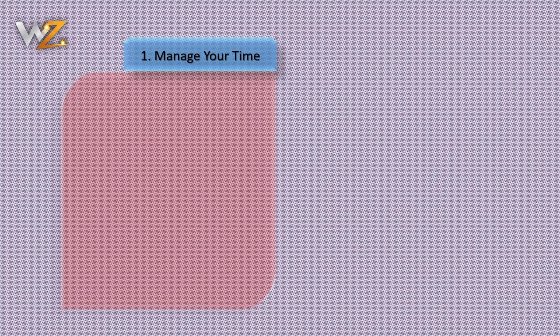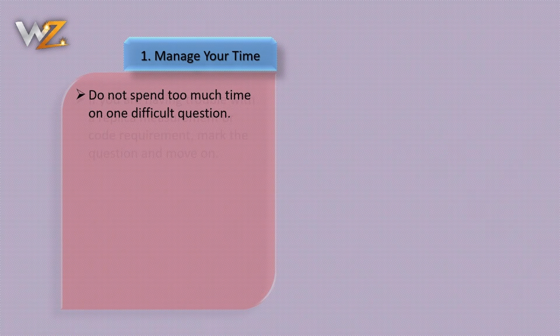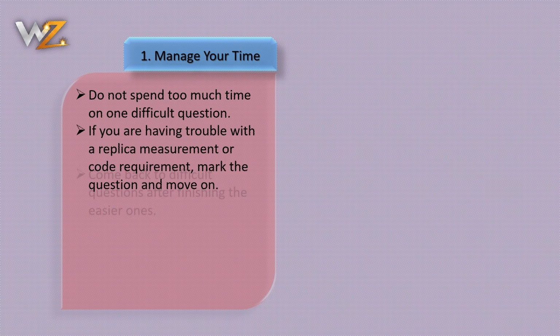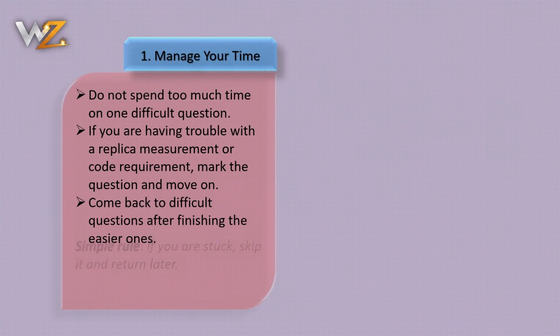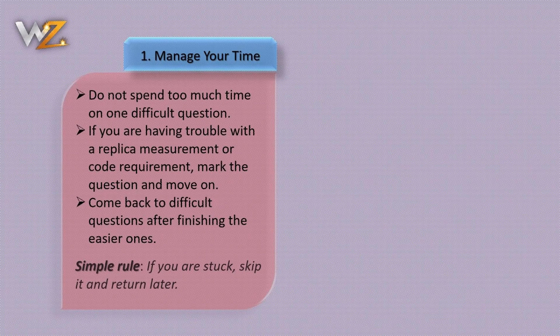Exam day tips. Number 1. Manage your time. You have 120 minutes for 46 questions, which is about 2.6 minutes per question. Do not spend too much time on one difficult question. If you are having trouble with a replica measurement or code requirement, mark that question and move on. Come back to difficult questions after you finish the easier ones. Simple rule: if you are stuck, skip it and return later.